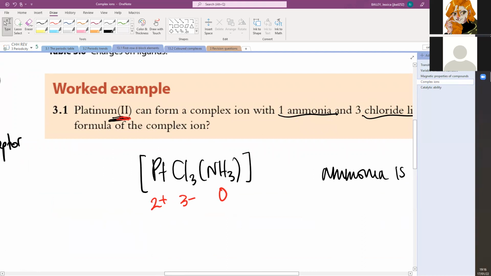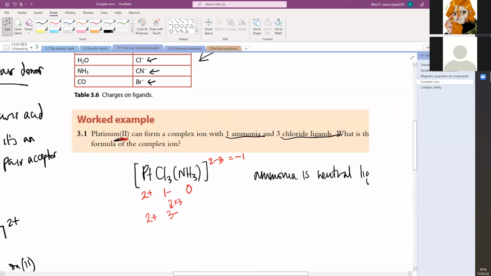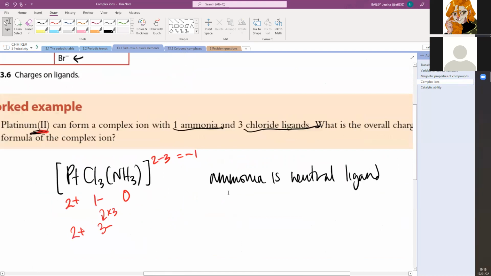So if I want to figure out what the overall charge on this thing is, then I know chloride is 1-, and there's 3 of them, which makes it 3- overall, and then the platinum is 2+. And hence the overall charge is 2 - 3, which equals -1. All right, so that all makes sense.